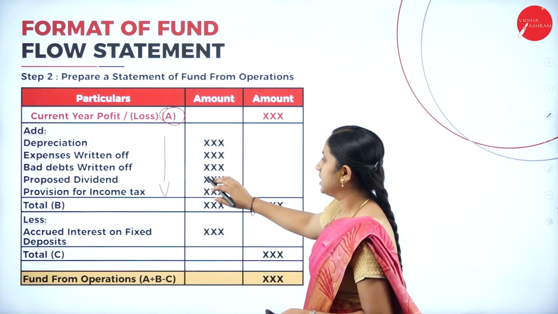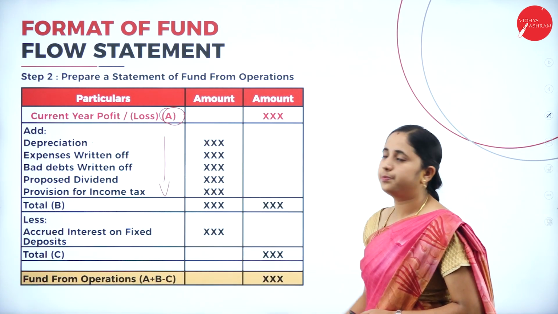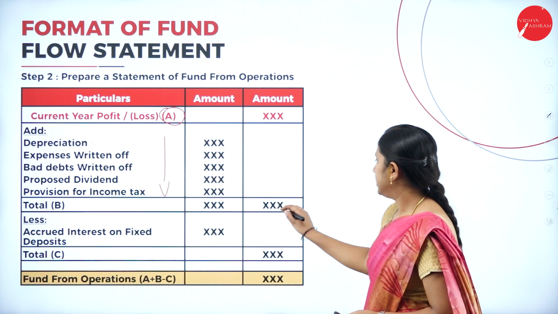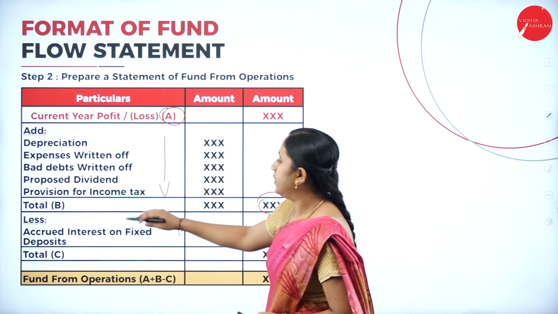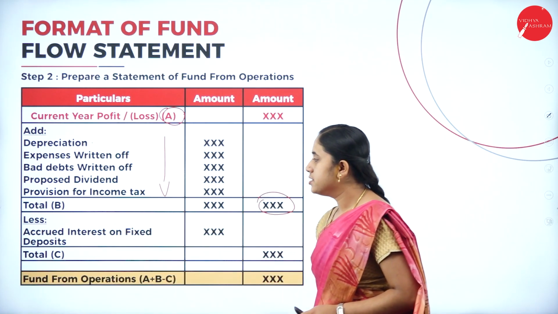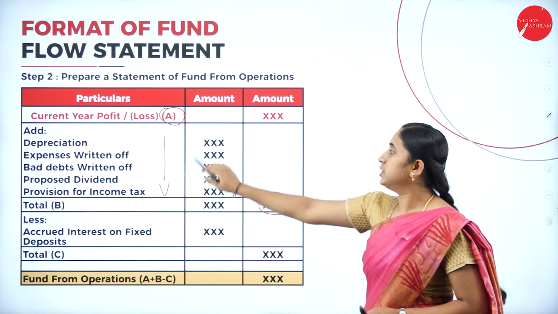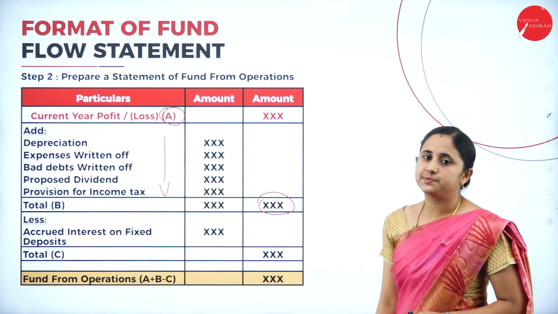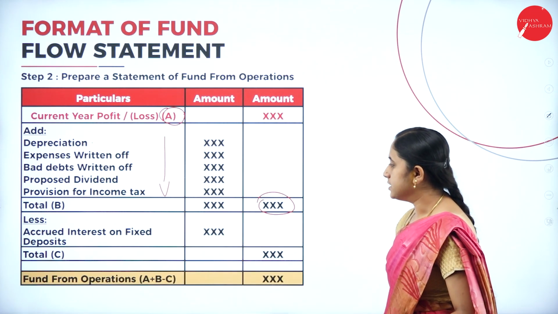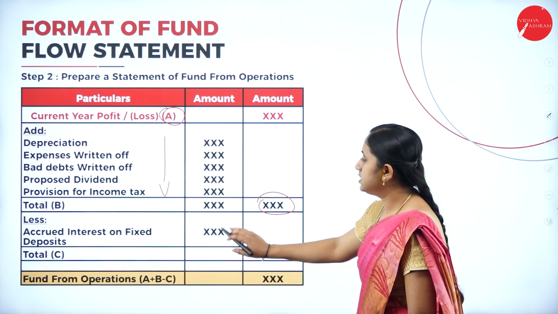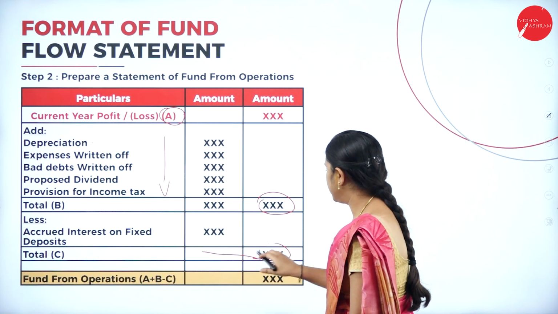So add the depreciation and other expenses to the current year profit or loss. It is considered as total B. Next, from this we need to deduct accrued interest on fixed deposits. All of this is expenses, so for the current year profit, just add all the expenses. From this we need to deduct the incomes. Next, write the accrued interest on fixed assets. This total of indirect income we are going to consider as total C.